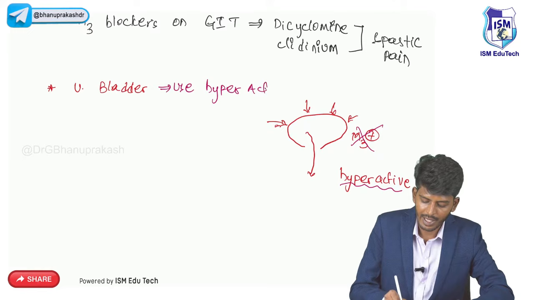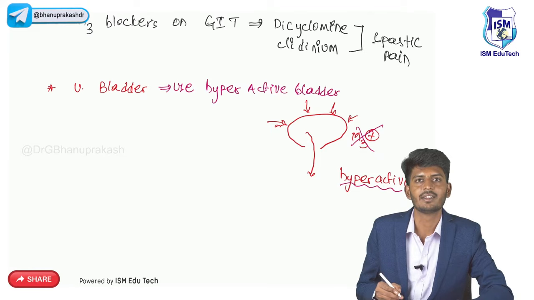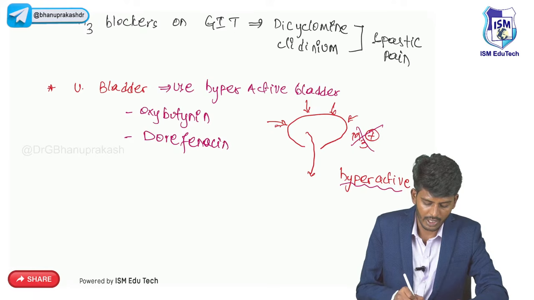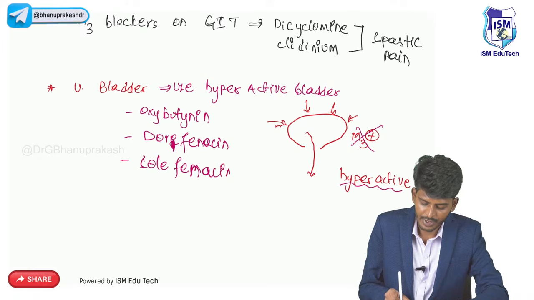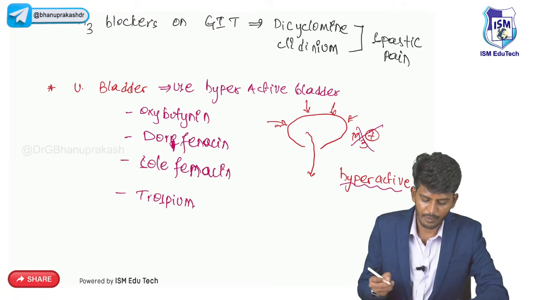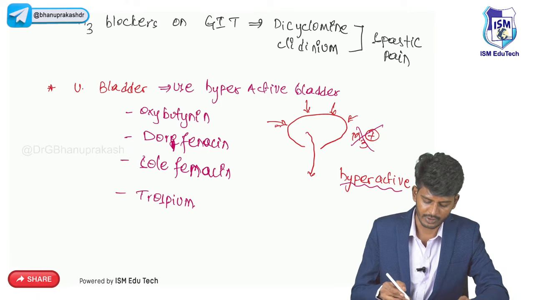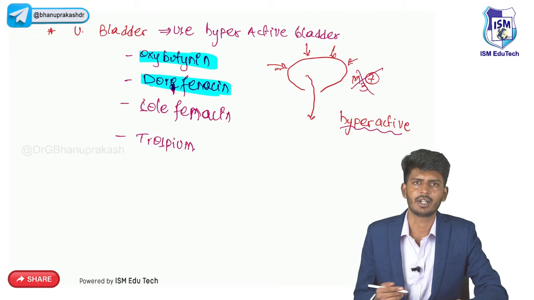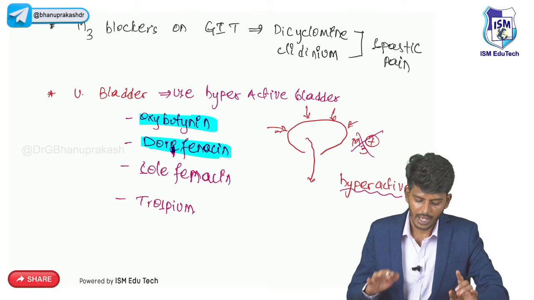Hyperactive bladder. Now, for the hyperactive bladder, we have drugs such as oxybutynin. Apart from oxybutynin, we have one more drug called darifenacin. We have one more drug called solifenacin. There is one more drug called trospium. Now, if I want people to remember two drugs, what are the two drugs? Darifenacin and oxybutynin. These two. Now, there is one more drug, solifenacin. Okay, among this, now the question is like this.